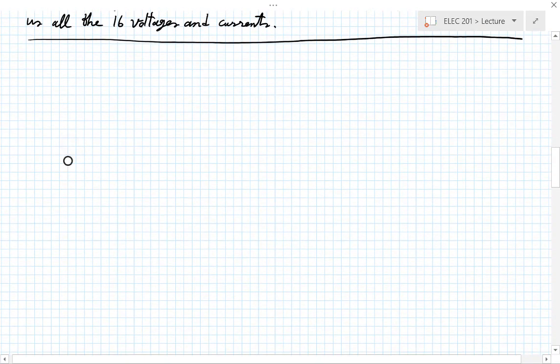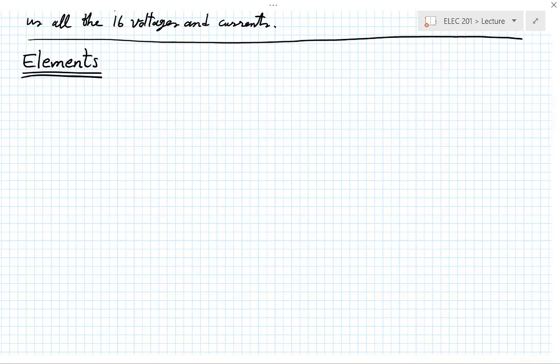Okay. So with that, I want to move on to the next topic, the circuit elements. Starting with the wire, which we talked about last time. The wire, just as a reminder.